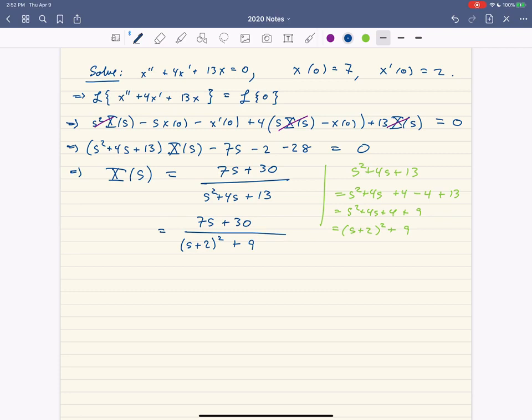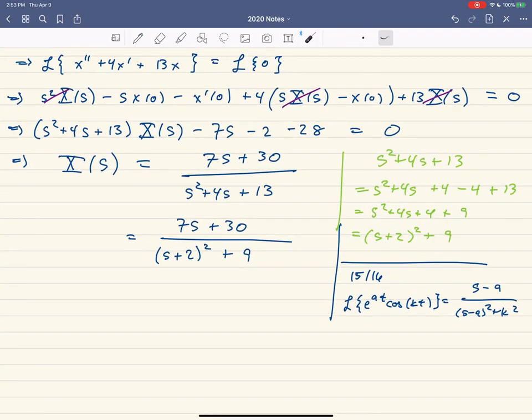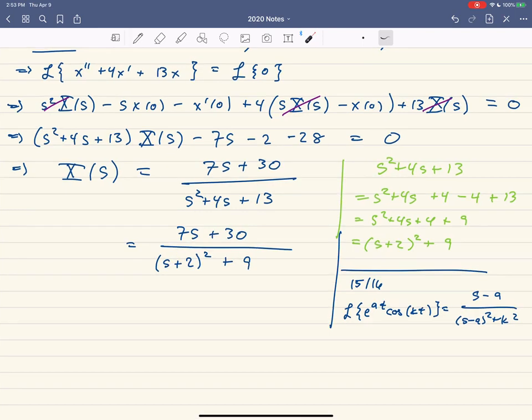Now, if I had an s plus 2 in the numerator, this would be very nice. We would be all set, because if we look at our table of Laplace transforms, this kind of looks like rules number 15 and 16, which say that the Laplace transform of e to the at cosine of kt is s minus a over s minus a squared plus k squared. So clearly our k is 3, and our a is going to be negative 2. But if we just have an s upstairs and not an s minus a, this isn't true anymore. So how do we put an s plus 2 in the numerator here?